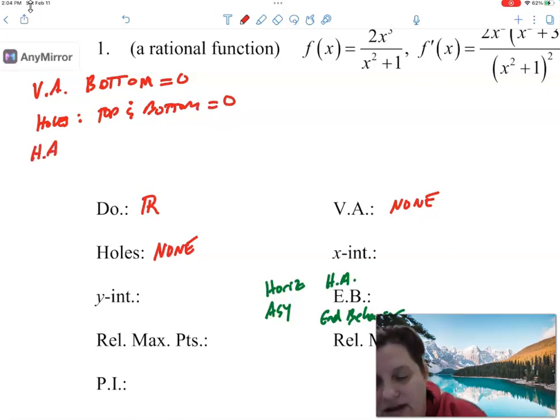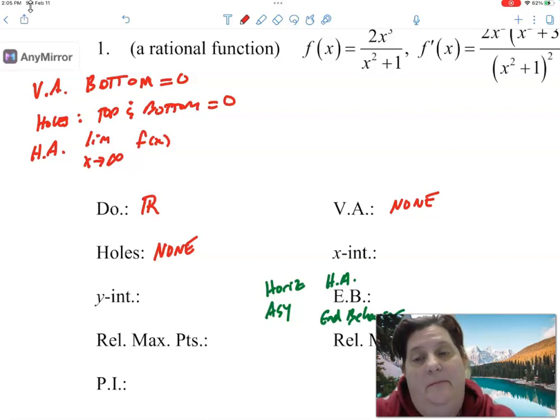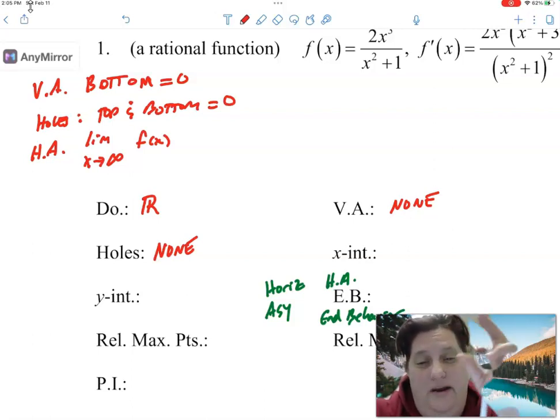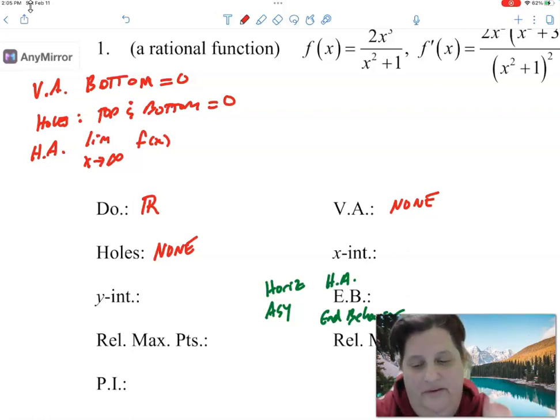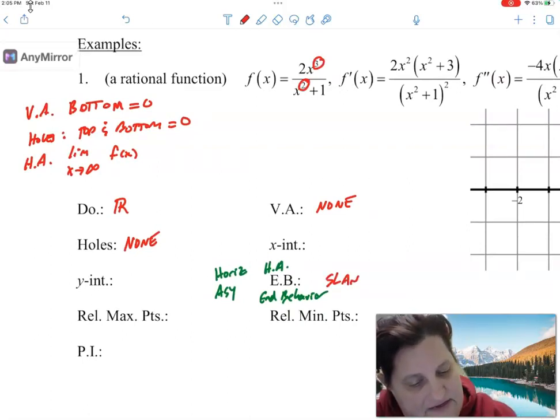And horizontal asymptotes, now these are totally different. This is where we take the limit as x goes to infinity of our function. I don't know if you guys remember this from before, but if the degree of the top is bigger, there's a slant asymptote. If the degree of the bottom is bigger, there's a horizontal asymptote of 0. And if they're the same, you use coefficients. Well, right here, because the top is bigger than the bottom, it does have a slant asymptote, and it's going to go down and then up.